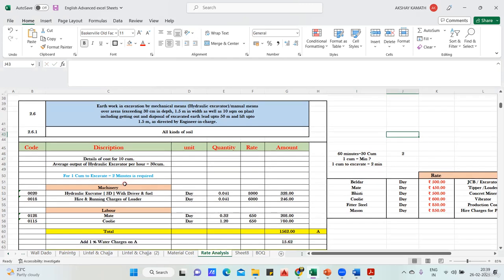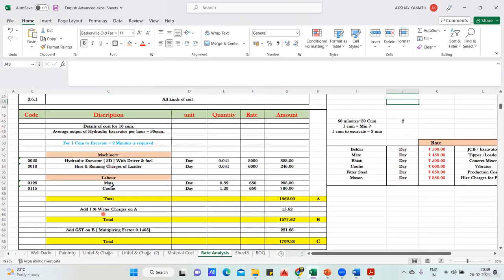Okay, good. Now coming to the rate analysis, what all things do you require? You require machinery, because you're going to make use of a hydraulic excavator. So that will come under the machinery. That is hydraulic excavator 3D with the driver and fuel, including the fuel and the driver. This is the rate we are going to put. Next is, only your hydraulic excavator is not enough. You need to shift your soil.